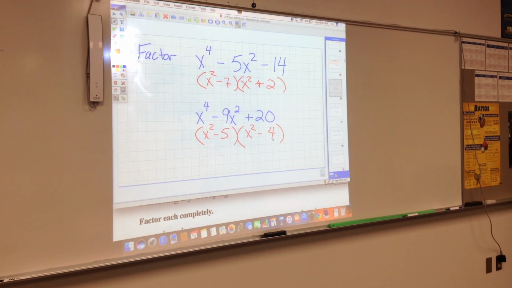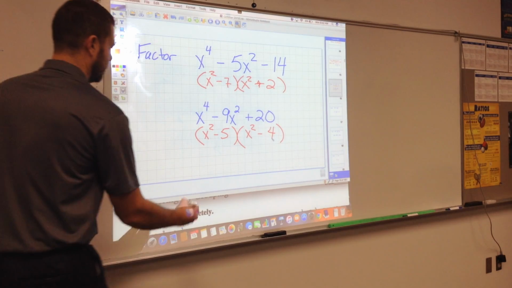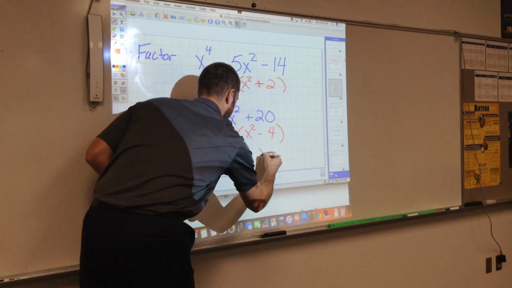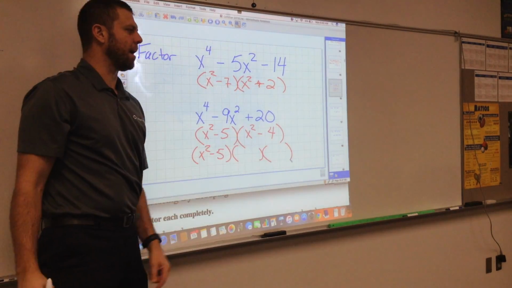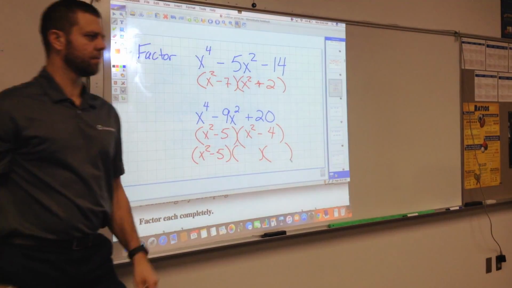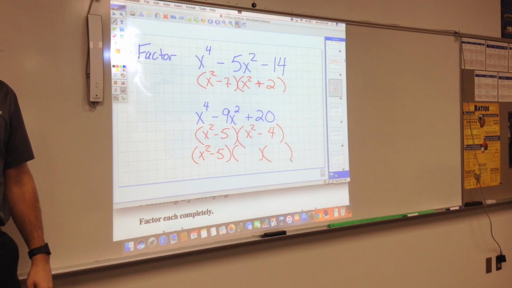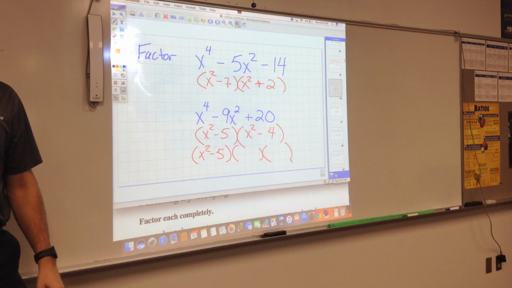The x squared minus 4. That is the difference of two perfect squares. What does x squared minus 4 factor to? Not quite. x minus 2, x plus 2. x plus 2, x minus 2. Yep.